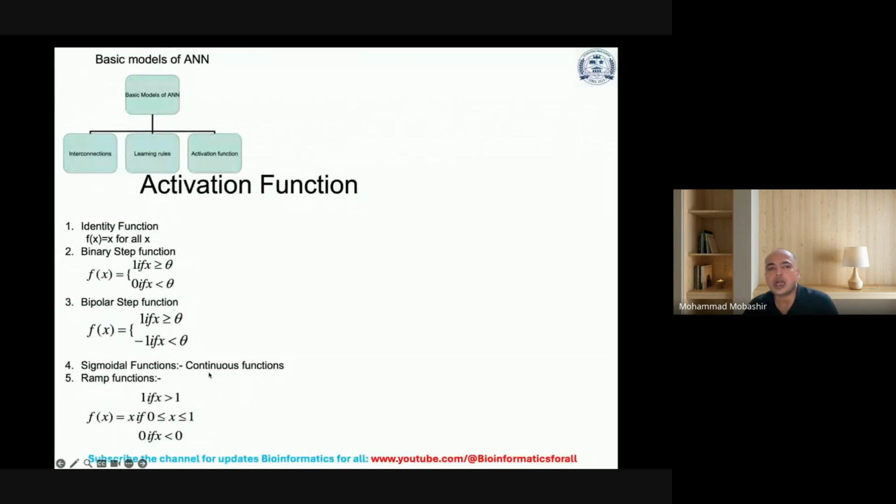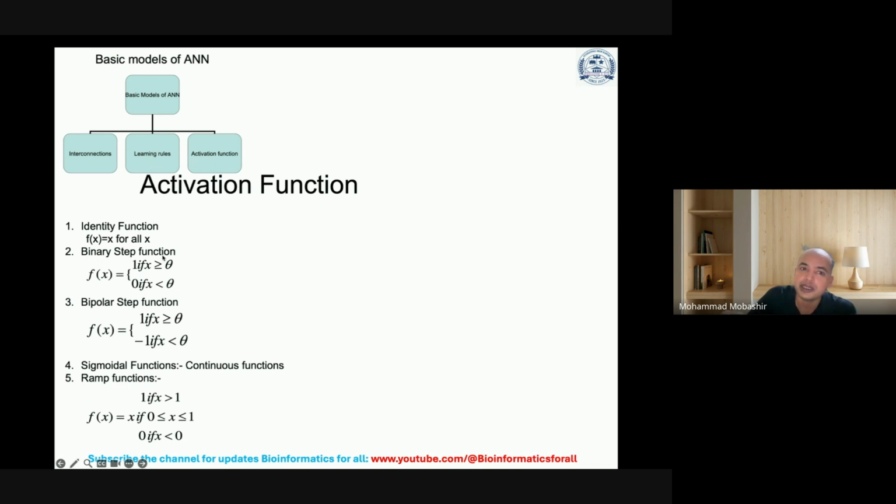Now, what the activation function could look like. This is the third part. Among the three basics, interconnections and learning rules, these two things we have learned. Then the activation function. The activation function could be sigmoidal or something discrete from 0 to 1, or -1 to +1, or +1 to -1. Then the identity function; how you are going to write it depends on your goal.